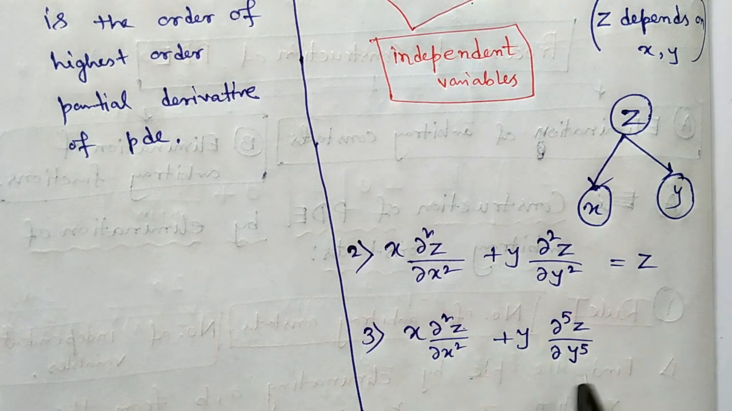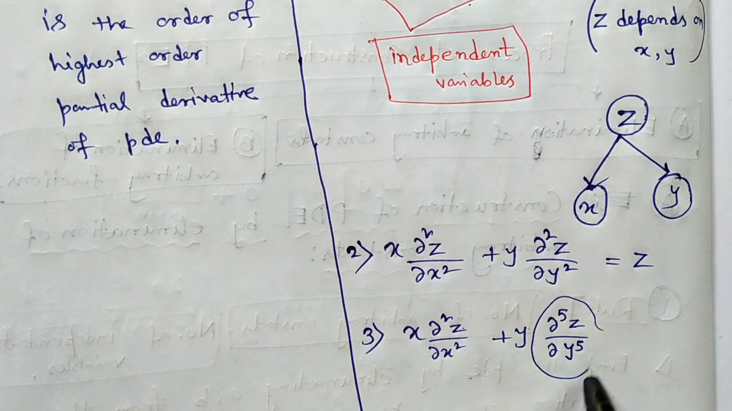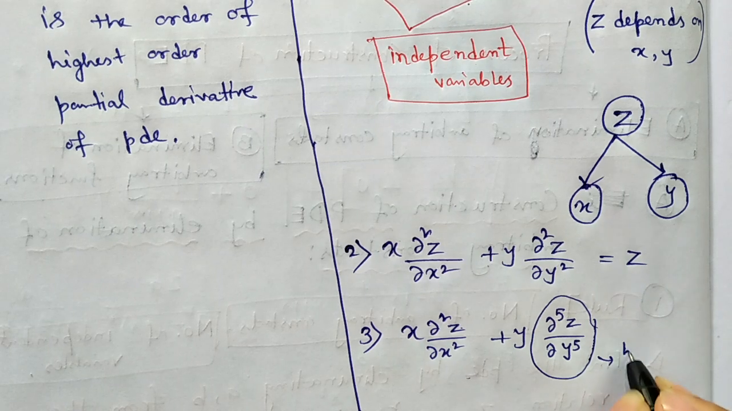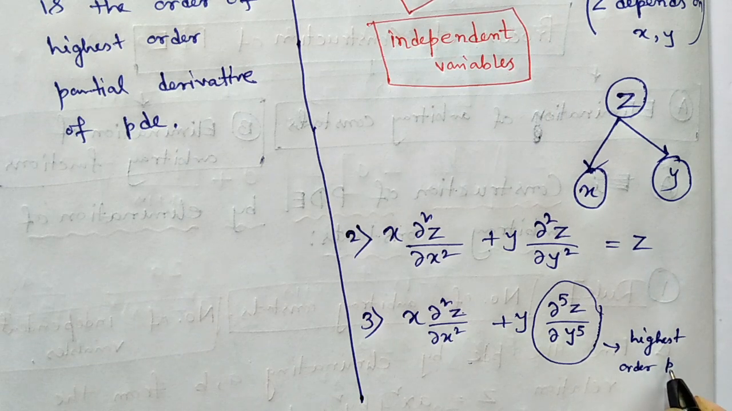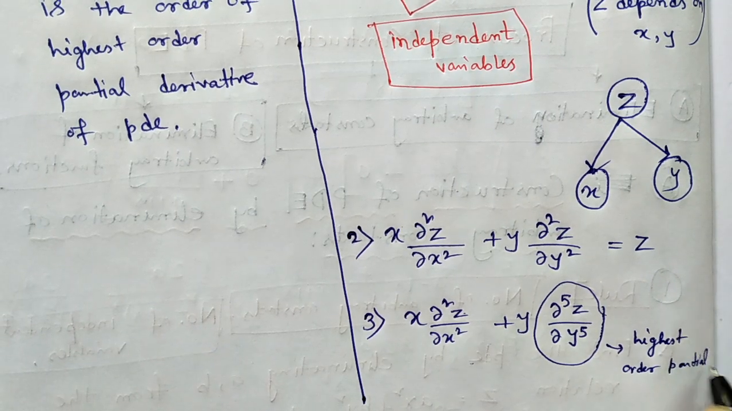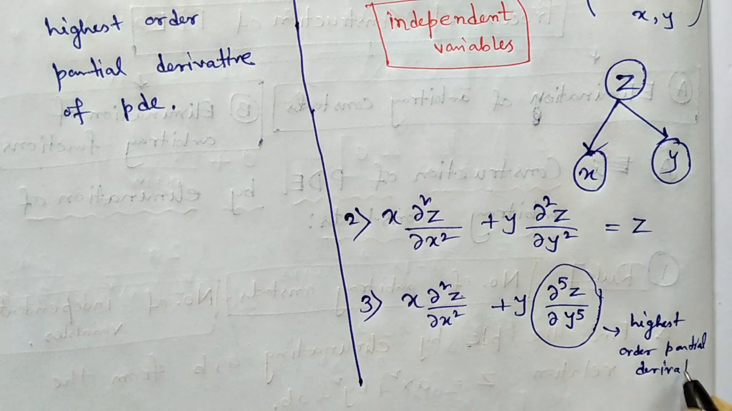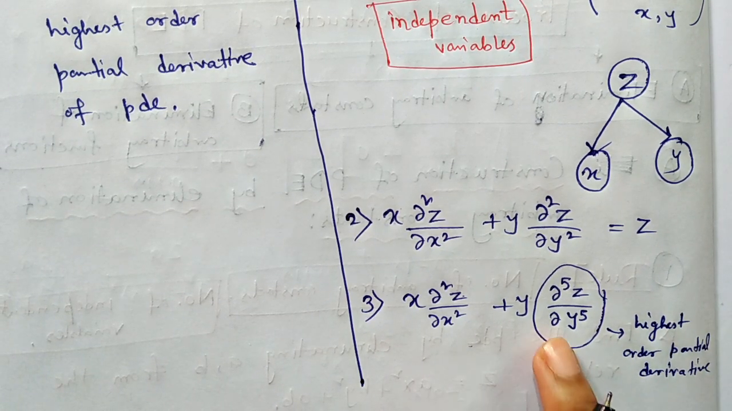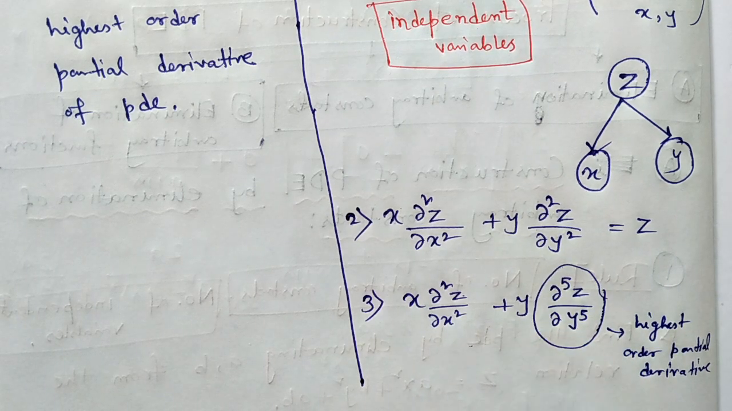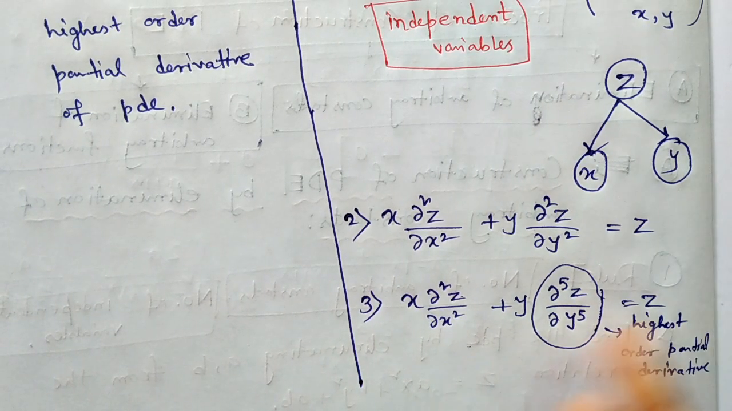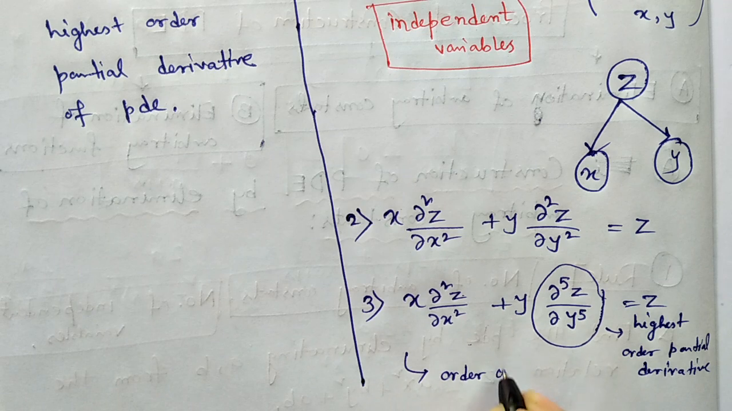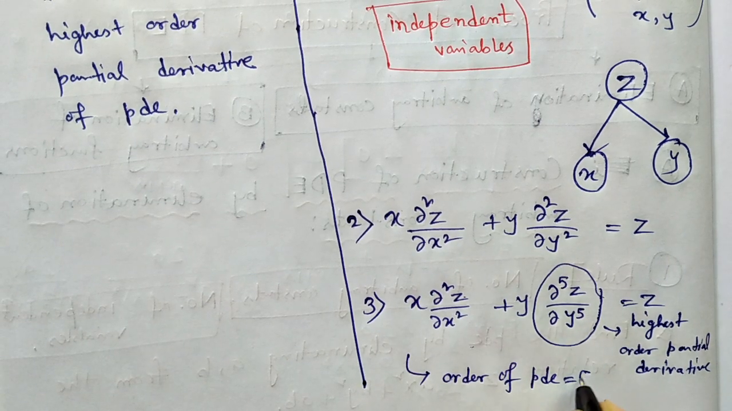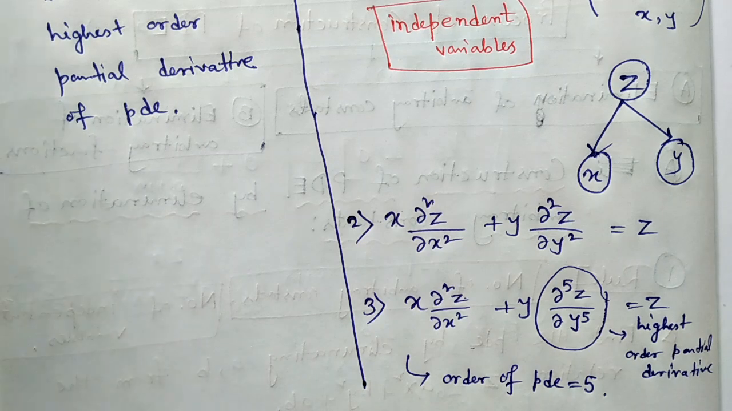Okay, so here in the third example, the highest order partial derivative is this one, del 5z del y5. That is the highest order partial derivative, and the order of that partial derivative is 5. So the order of the whole PDE is 5. So here order of PDE is 5.